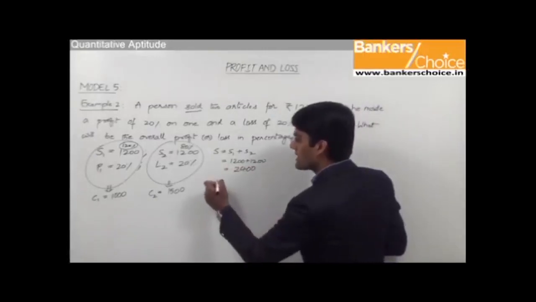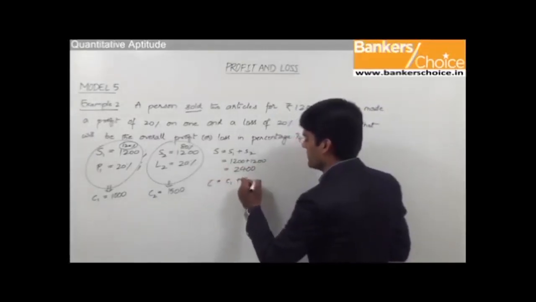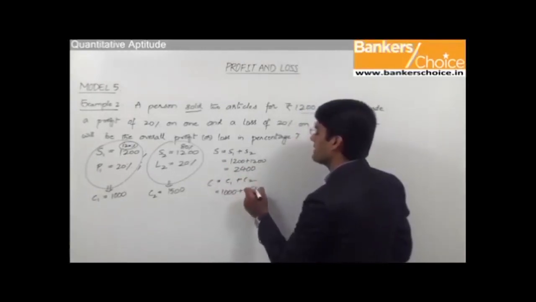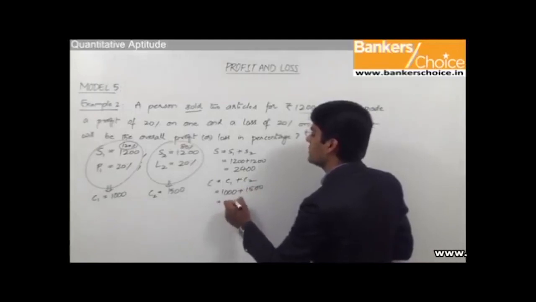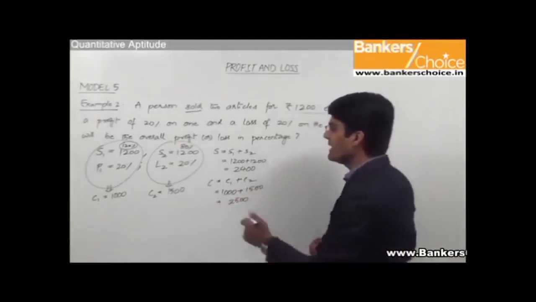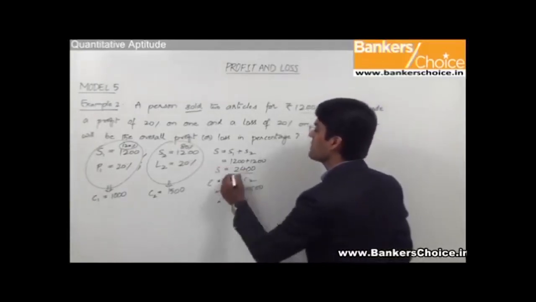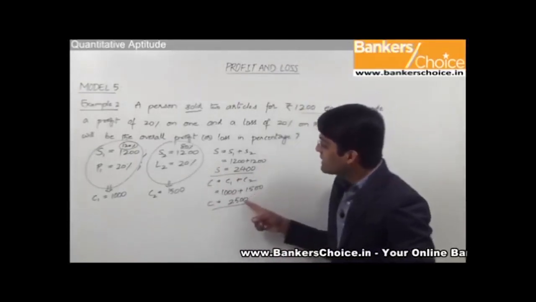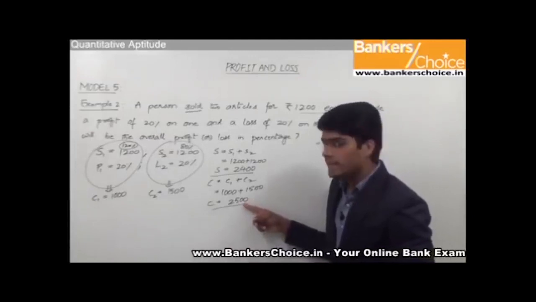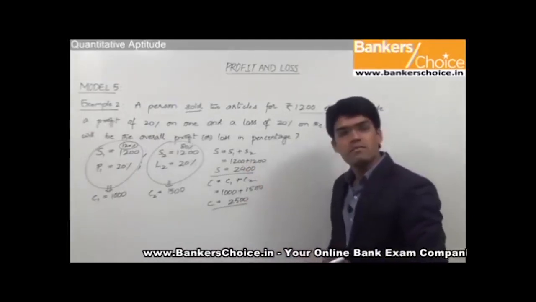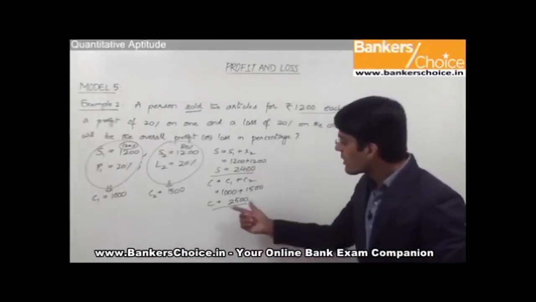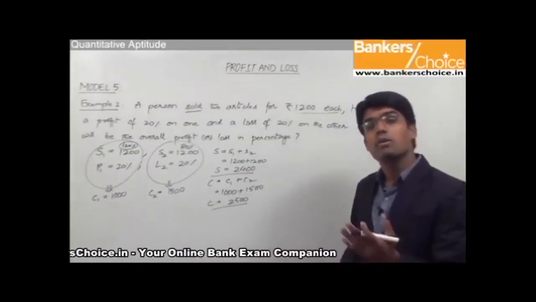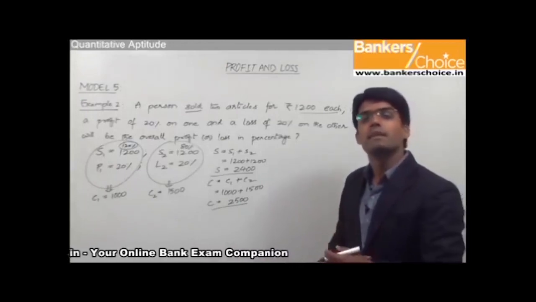Similarly, the overall cost price C can be taken as C1 plus C2, that is 1000 rupees is C1 and 1500 is C2. So this comes out to be 2500 rupees. So we find that the total selling price is 2400 and the total cost price is 2500. So very clearly, the cost price of both the articles together is more than the selling price of both the articles together. That means overall cost price is more than overall selling price. And we know that if the cost price is more than selling price, there will be a loss.